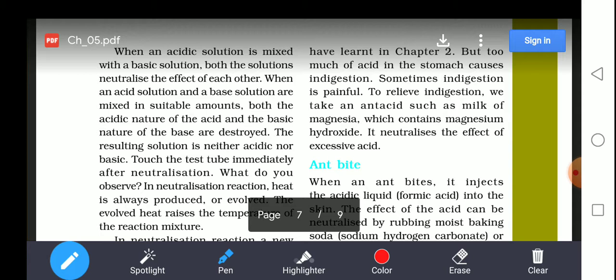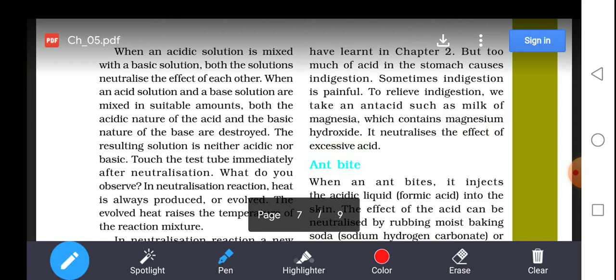Underline this in your book. This is milk of magnesia, which contains magnesium hydroxide. It neutralizes the effect of excessive acid. This is very important: milk of magnesia contains magnesium hydroxide.